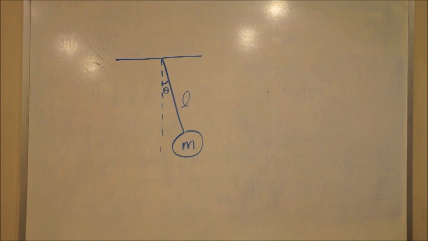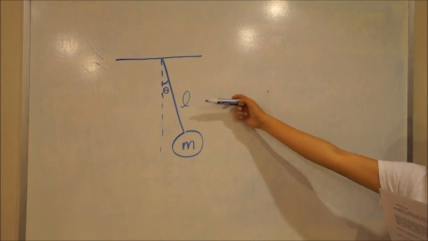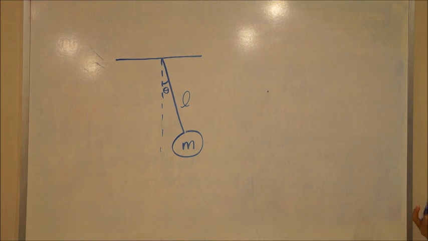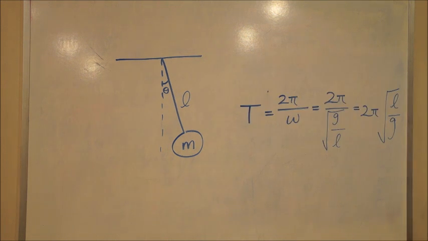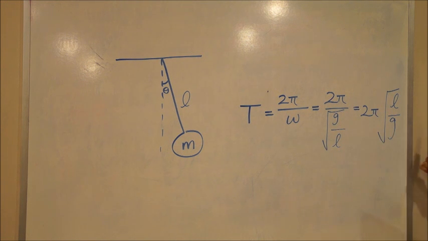Another simple harmonic system is the simple pendulum. It consists of a particle of mass m attached to a string with length L. If the mass is pulled aside by a small angle and released, the pendulum will swing back and forth in simple harmonic motion. The period of this motion is given by the equation period equals 2 pi over angular velocity, which ultimately equals 2 pi times the square root of length over the gravitational force.